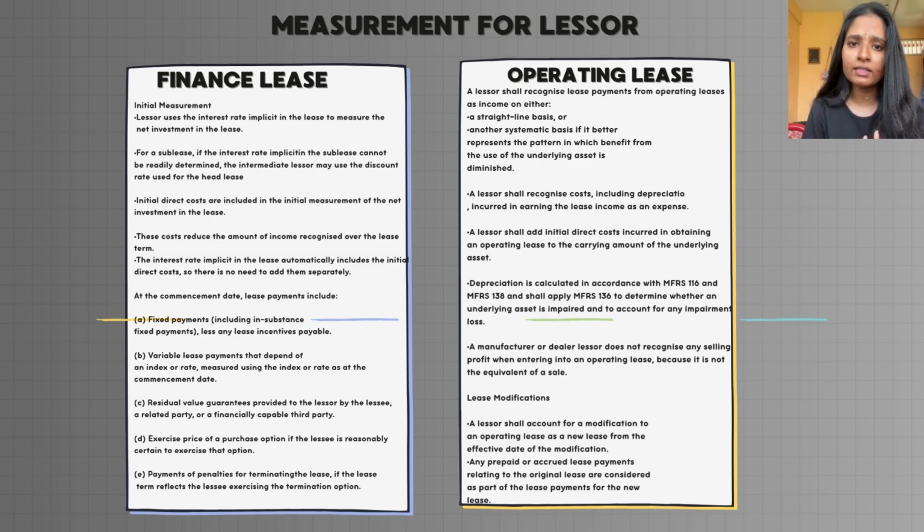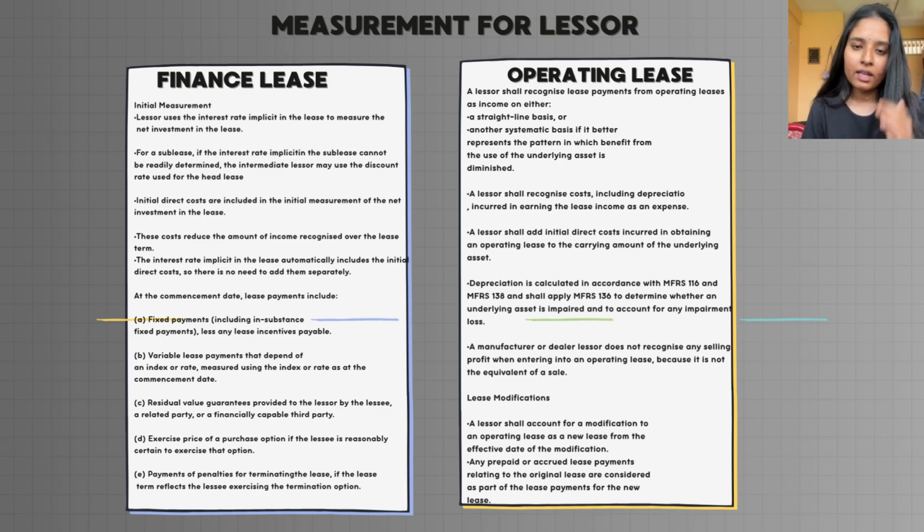Depreciation follows MFRS 116 and 138 depending on whether the underlying asset is tangible or intangible. The lessor must also check if the asset is impaired. For a manufacturer or dealer lessor, there is no selling profit recognized in an operating lease because it's not considered a sale.